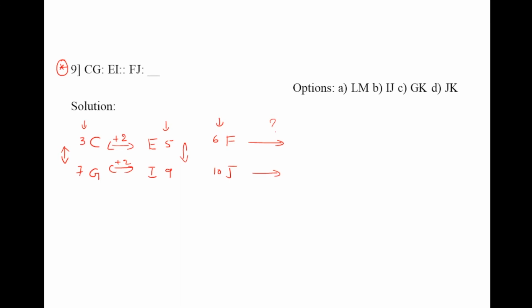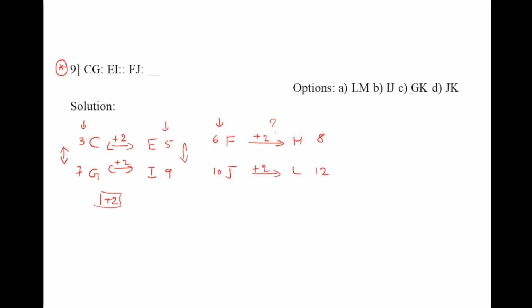If I use the same logic, that is plus 2 here, what happens? F plus 2, 6 plus 2 is 8, becomes H. J plus 2, 10 plus 2 is 12, it becomes L. But by using this logic I got the answer HL, which is not there in the options. You know what to do?